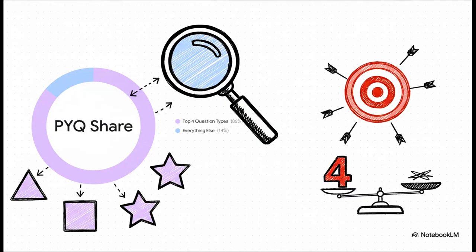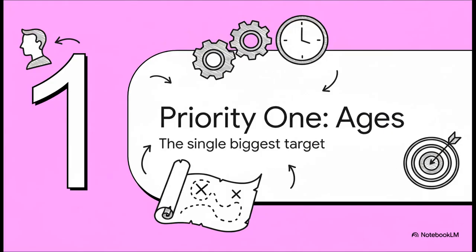Okay, here it is. This is our secret weapon. We've crunched the numbers, going through years of past exam questions, and what we found is pretty amazing. A whopping 86% of all ratio and proportion problems come from just 4 specific types of questions. That's it. So if we just focus our energy on these 4, we can basically master the topic without all the extra noise.